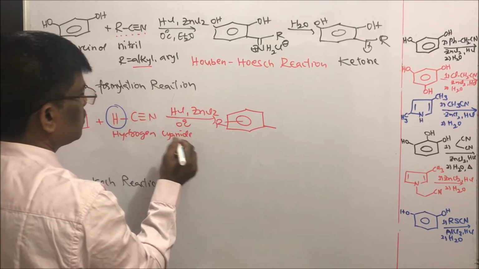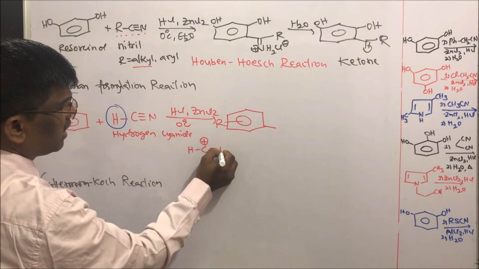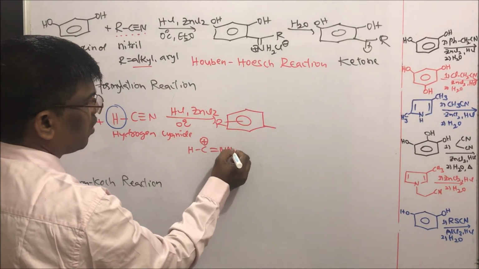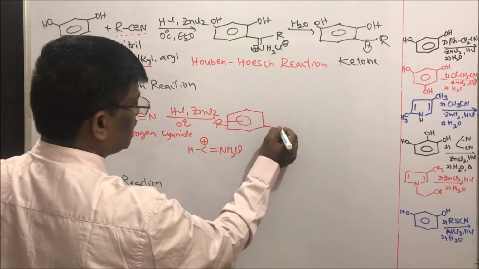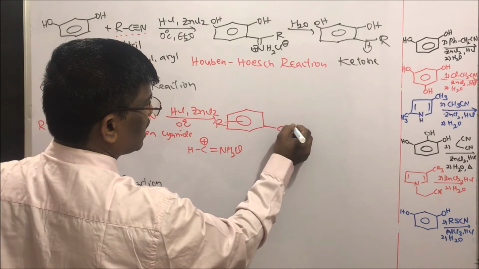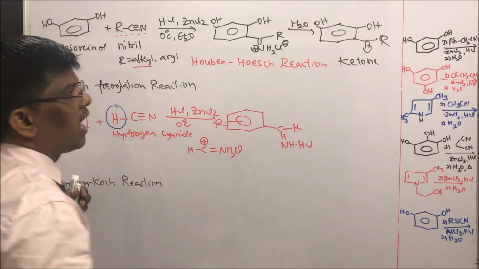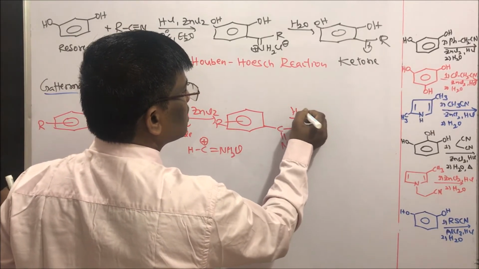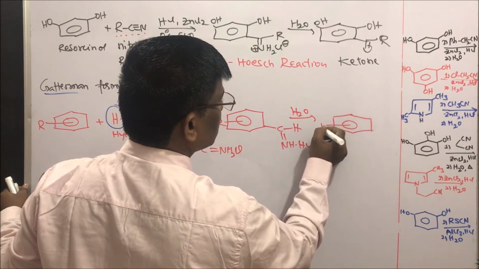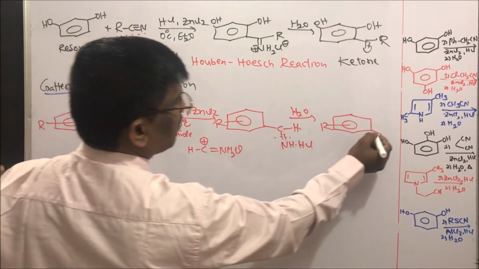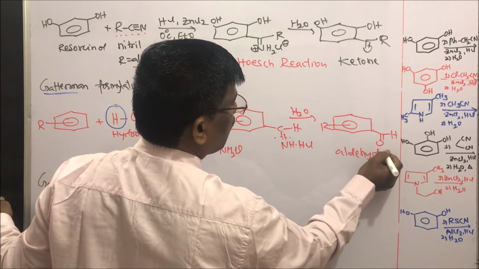What is going to form? So the intermediate is this, H positive, and here imine hydrochloride, HCl. So the same intermediate, this intermediate is going to react to give imine hydrochloride similar to this, and upon hydrolysis it is going to form aldehyde. So this is going to give aldehyde. This is aldehyde, students. Gattermann formylation.